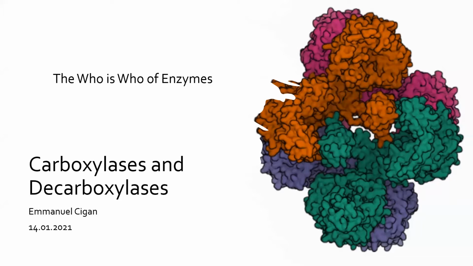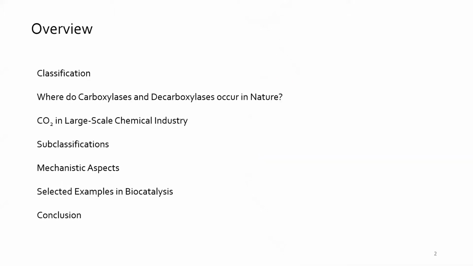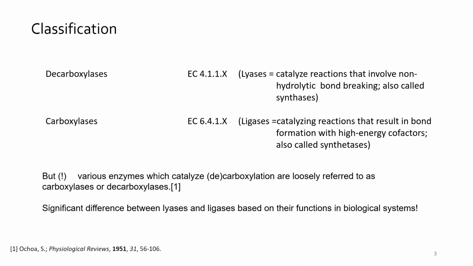As you can see, my topic is carboxylases and decarboxylases. So let's start with a quick overview. I will start first with a classification, then I will talk about carboxylases and decarboxylases which occur in nature. I will shortly talk about the role of carbon dioxide in large-scale chemical industry. We will talk a bit about subclassifications, mechanistic aspects, and at the end, I will give some selected examples in biocatalysis. So let's start with the classification.